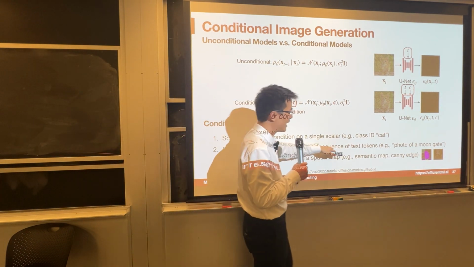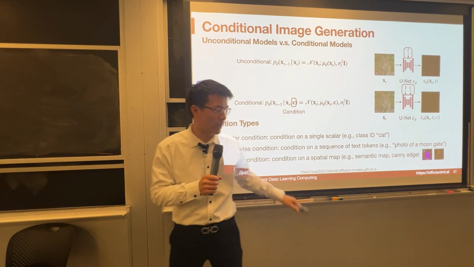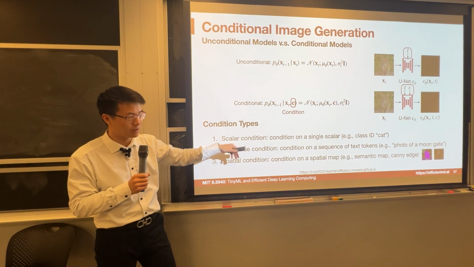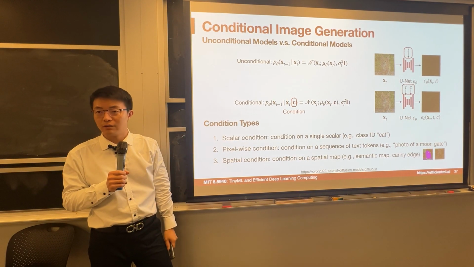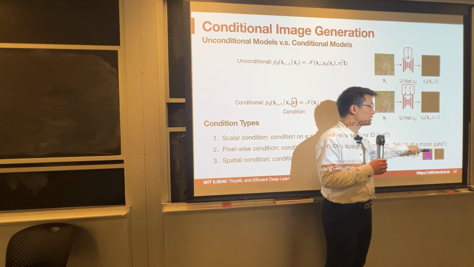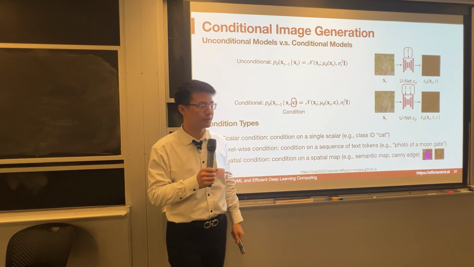Okay, a sequence of text tokens, like a photo of a moon gate. Make sure you edit, polish the slide to fix. This should be text condition on the slide. This is what Midjourney is very widely used for these days: you give a text description of what you are trying to generate.